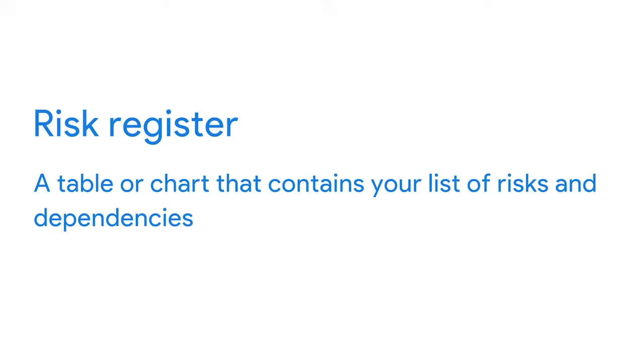Next step is recording dependencies. After all dependencies are identified, a risk register should be created. A risk register is a table or chart that contains your list of risks and dependencies. The risk register should include a description of the dependency, the date, and all activities or tasks that may be impacted by the dependency.